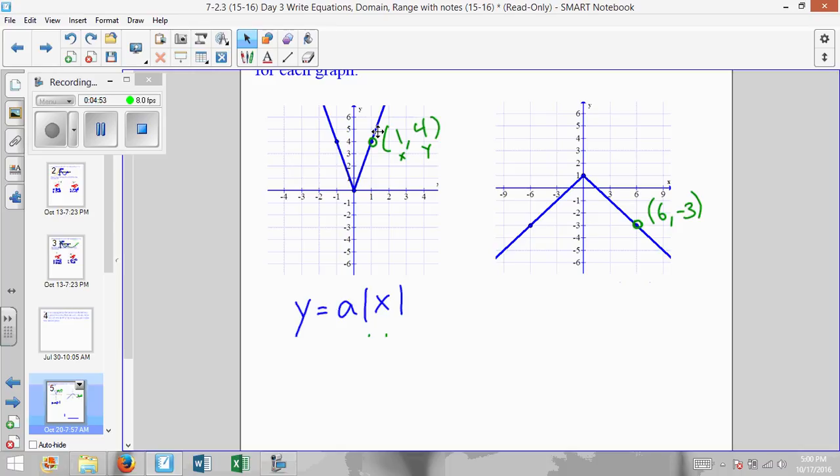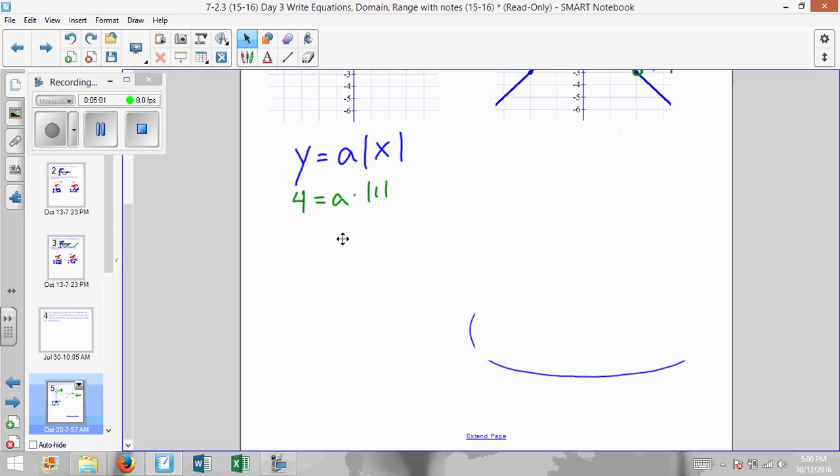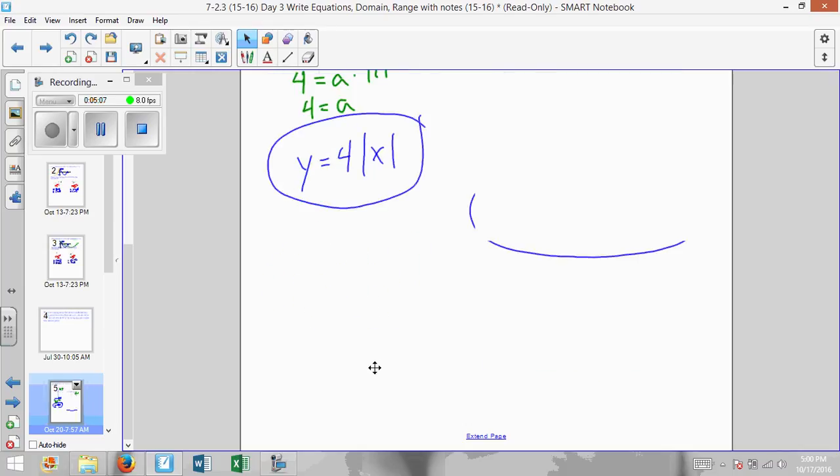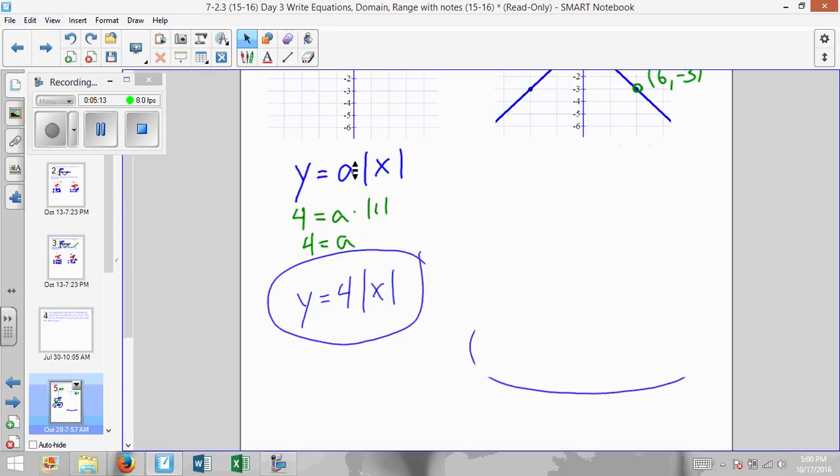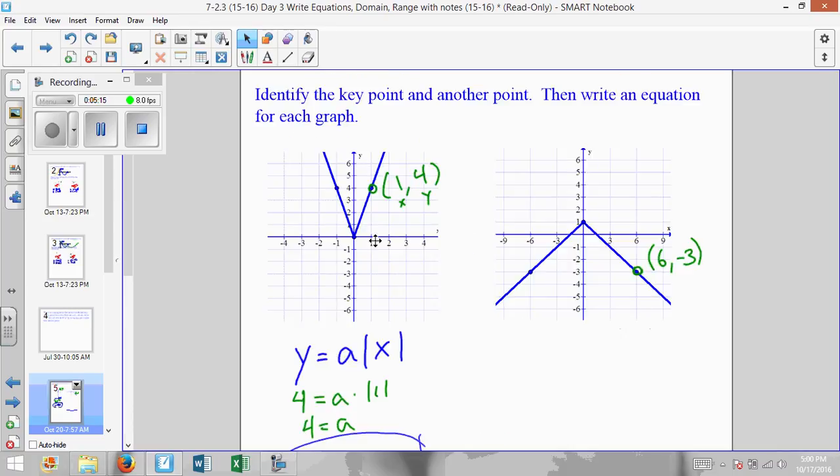So we're going to solve it plugging in this coordinate. So we're going to plug in 1 for x and 4 for y. There it is. And you should be able to solve for a pretty easily. The absolute value of 1 is 1, divide by 1. You should be able to get a is 4, and then plug it back in. So my general equation is y equals 4 times the absolute value of x, which makes sense because if you look back at the graph, it is a vertical stretch of 4.